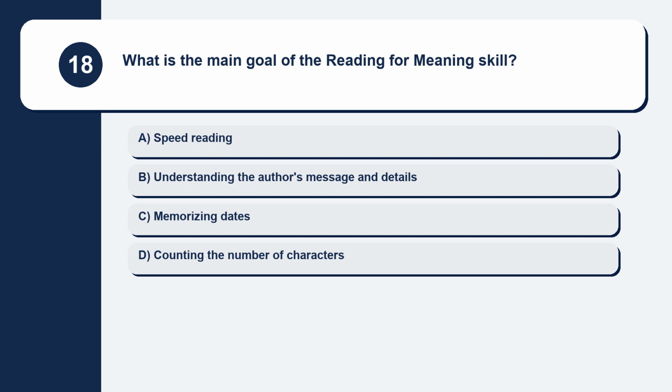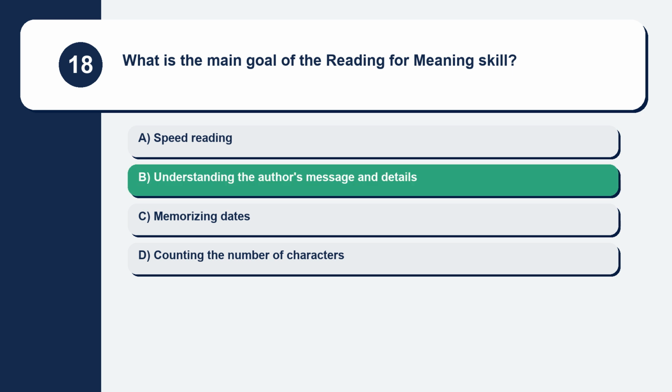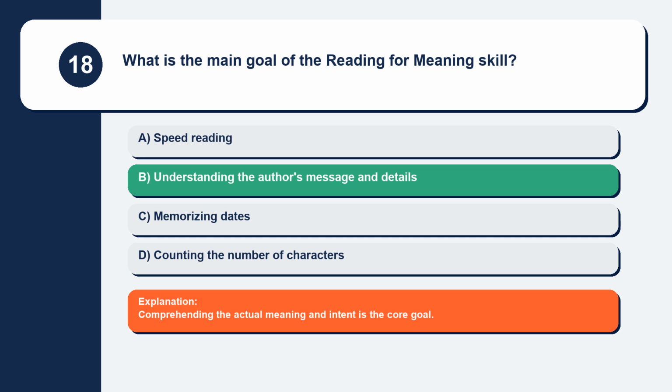Question 18. What is the main goal of the reading for meaning skill? Speed reading. Understanding the author's message and details. Memorizing dates. Counting the number of characters. Comprehending the actual meaning and intent is the core goal.